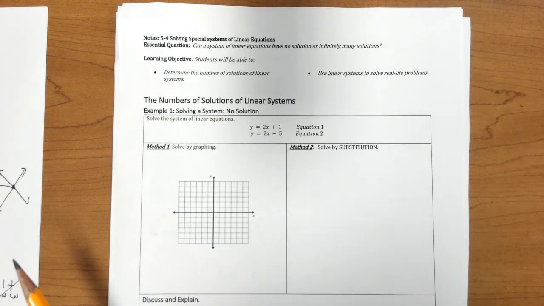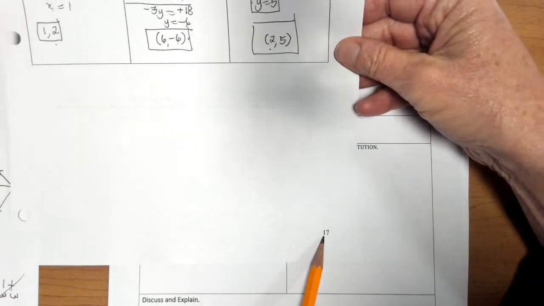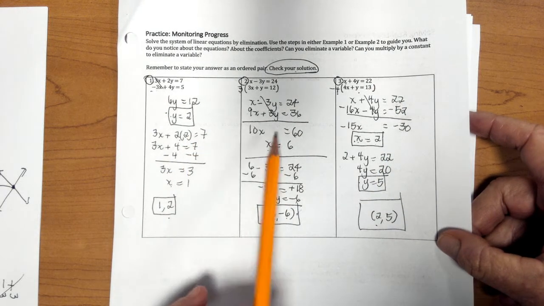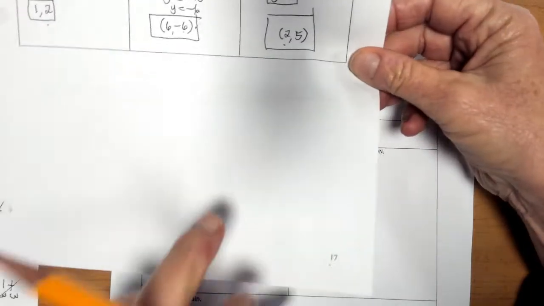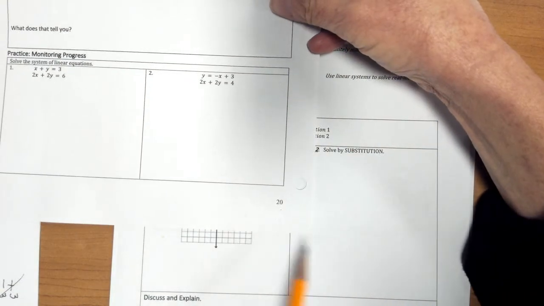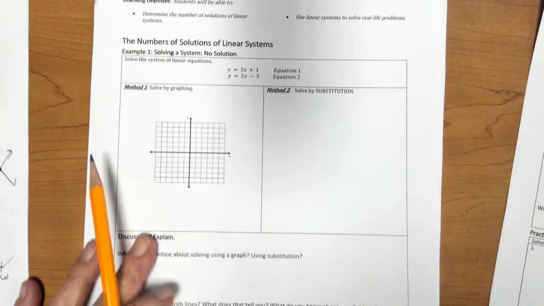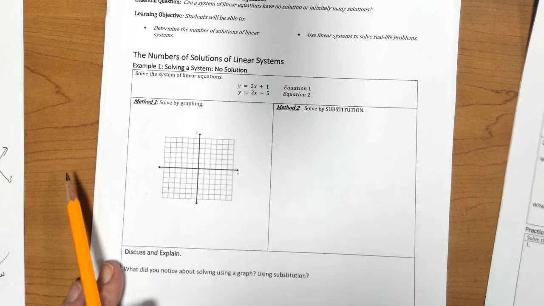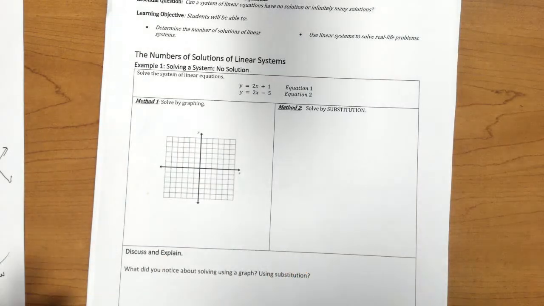So what you're going to notice in your packet, this was page number 17, and you can see that we did our practice monitoring progress problems number 1, 2, and 3. And if you flip it over, you'll see all of a sudden it jumps to page 20. And so what I had to do is get you a copy of page 19, which is right here, and then you should have your packet, so you'll need page 20. So let me go ahead and get started with this lesson.